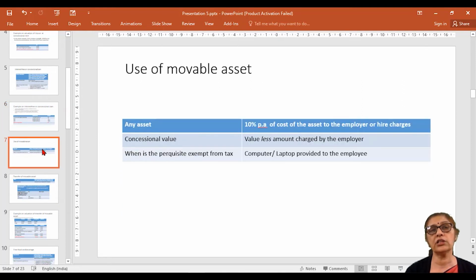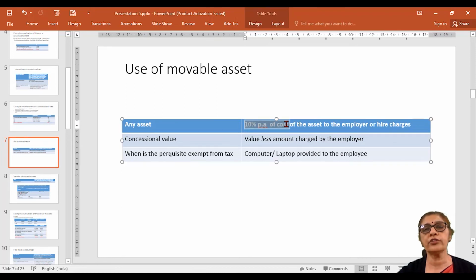The next perquisite that we have is use of movable asset. Now we'll talk of use and transfer. There's a difference. Use is you bring it home or in office, use it, return it. Transfer is the employer has given it to you, again free of cost or for some sum. Now for use of movable asset, the value is 10% of the cost. Simple rule, 10% of the cost.